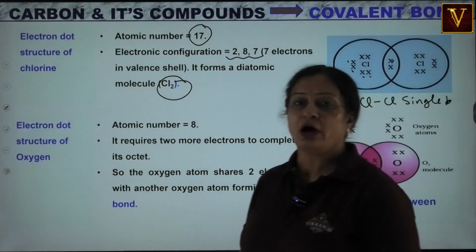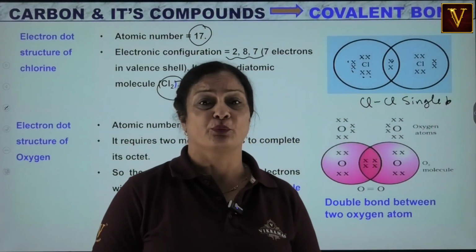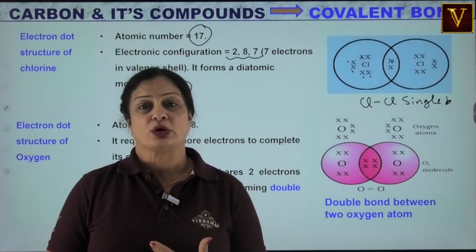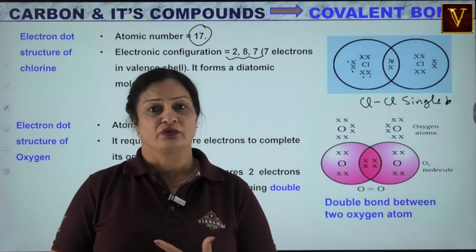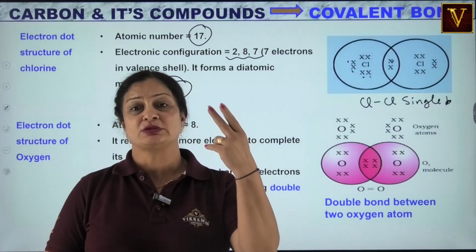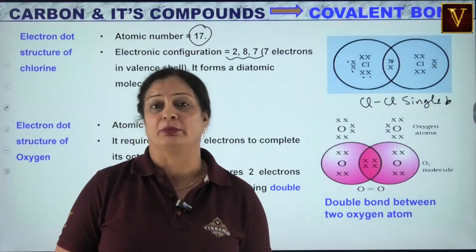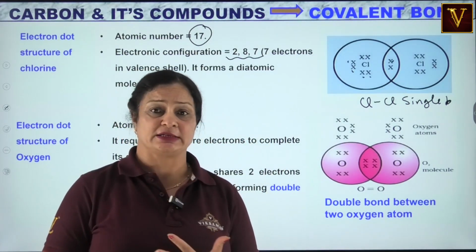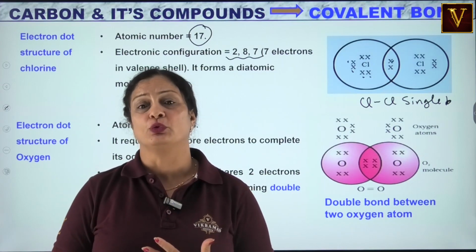Yes. Now we will discuss which type of bond forms in the oxygen molecule. Oxygen gas. Yes, we know very well, in oxygen gas how many atoms? 2. Meaning the oxygen molecule is diatomic. Di means 2. Atomic means atom. In oxygen gas, we have 2 atoms.